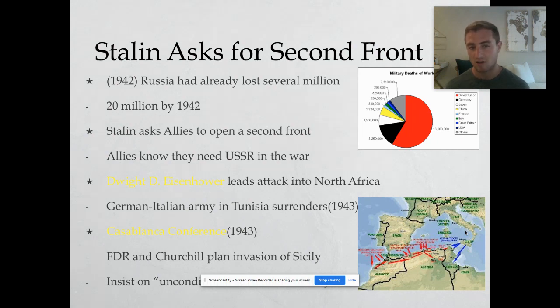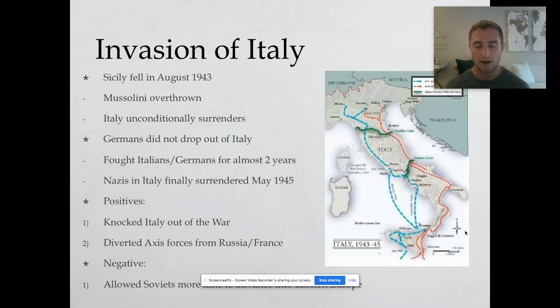The Casablanca Conference, the first of our three conferences that we need to know, and this is the discussions of moving into Italy. The invasion of Italy is going to come through the island of Sicily down to the south. Mussolini is overthrown there. Italy surrenders, and then Italy is going to come back on the side of the Allies, as they did in World War I as well.